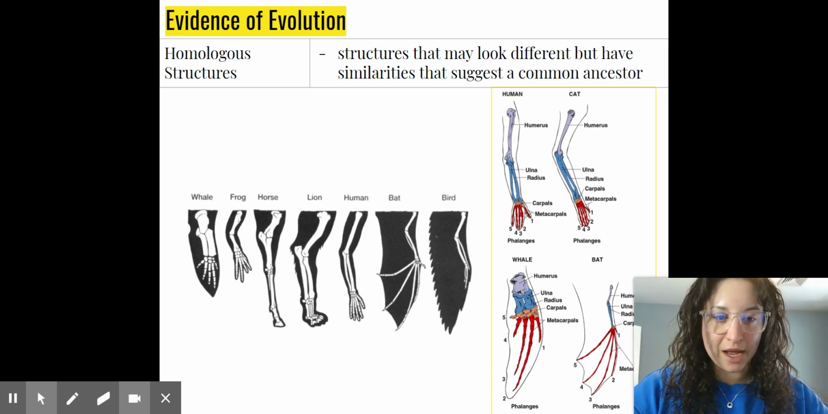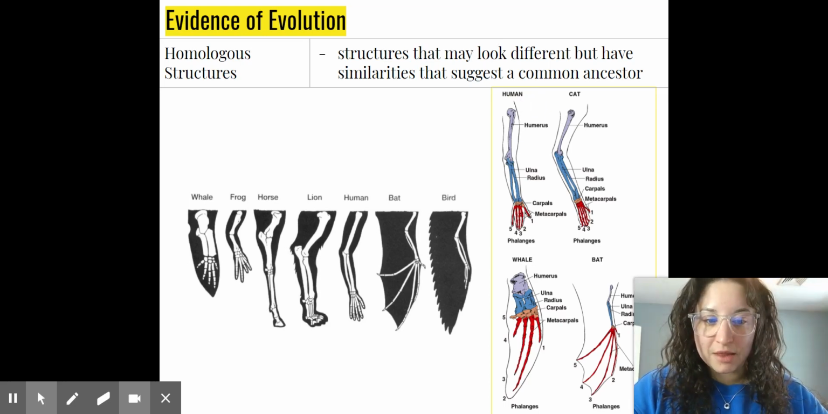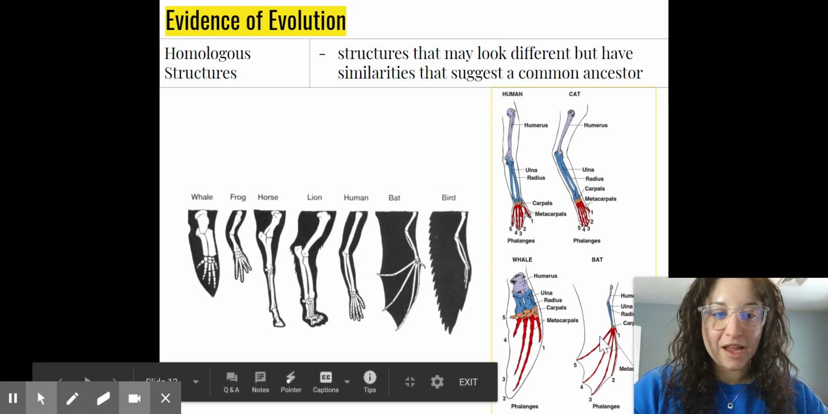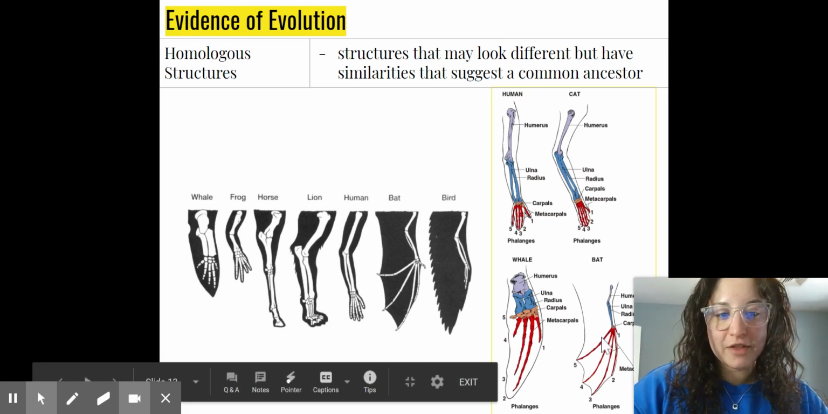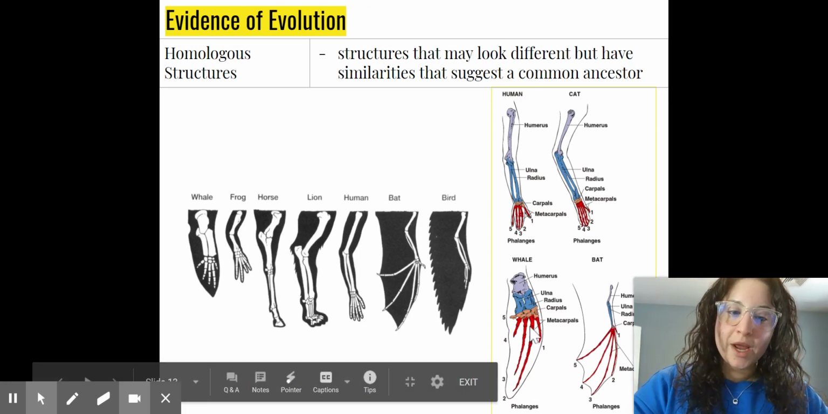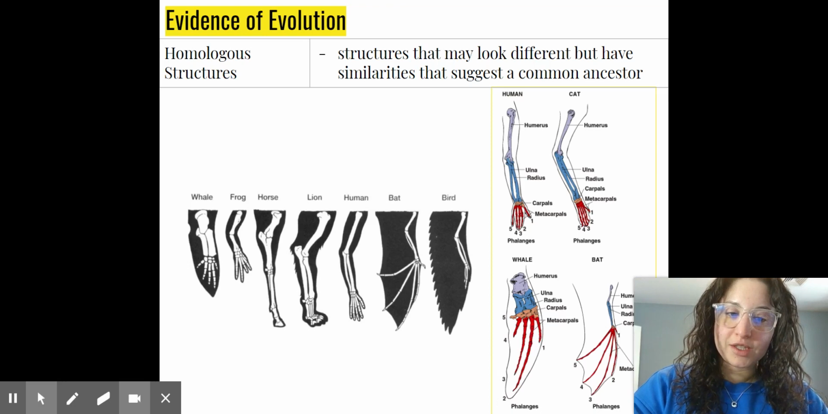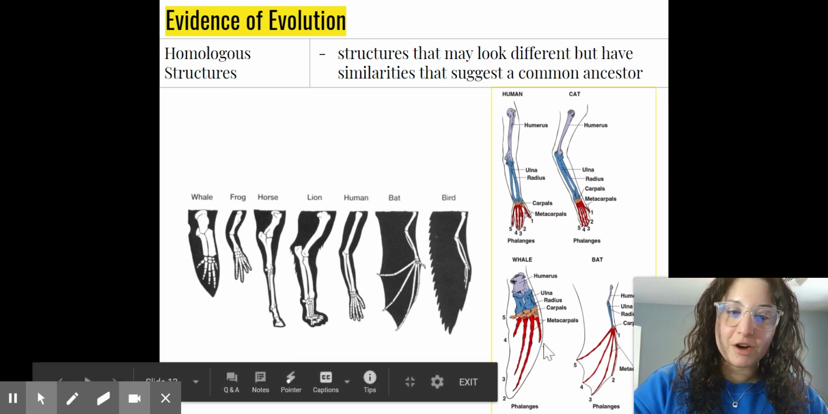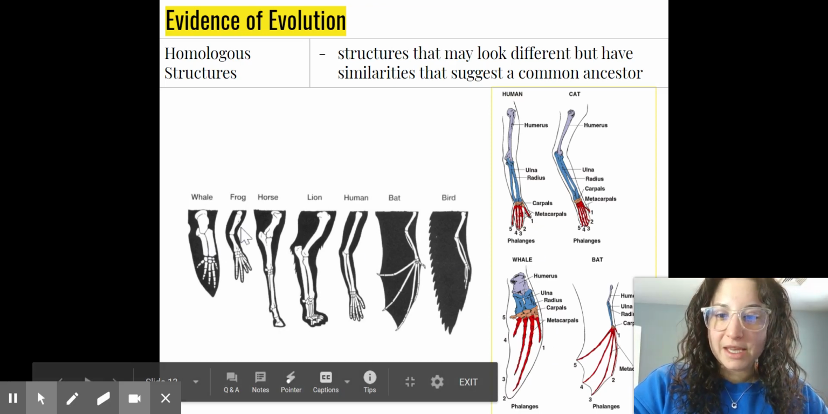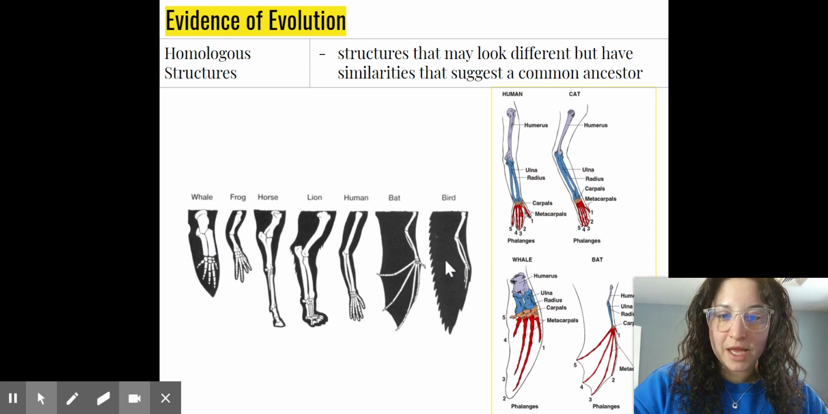So another thing to point out, humans and cats, we walk around on land. Bats, they fly. They're still mammals, but they fly. They have wings. And then whales swim in the ocean. So they have fins, but inside of their fin, their bone structure matches our bone structure. And again, this image over here is showing you the same thing.